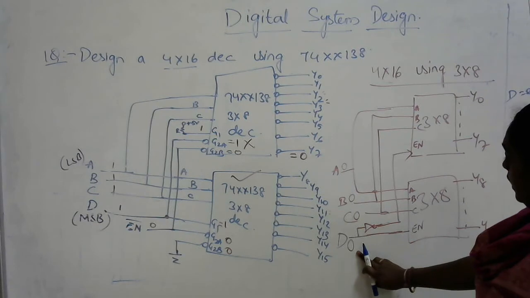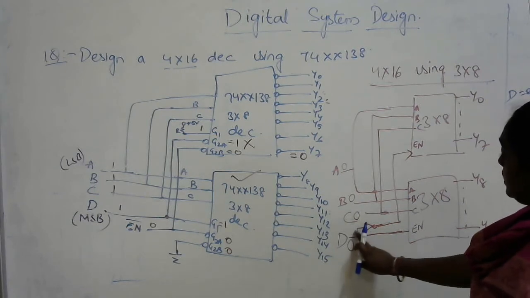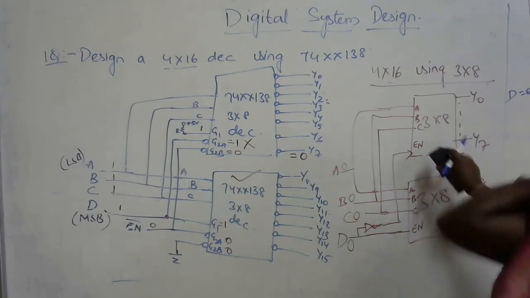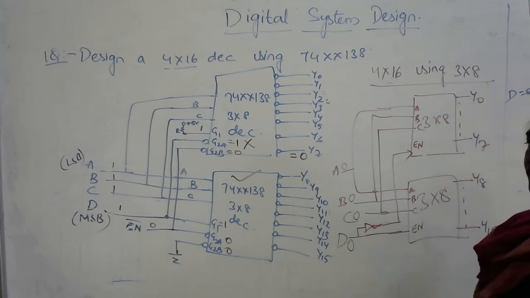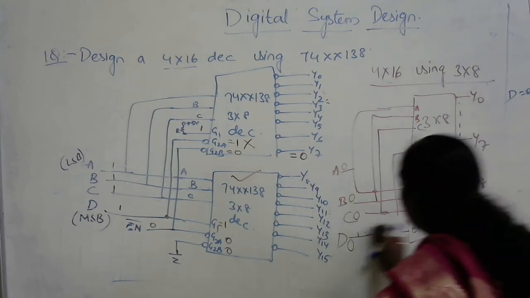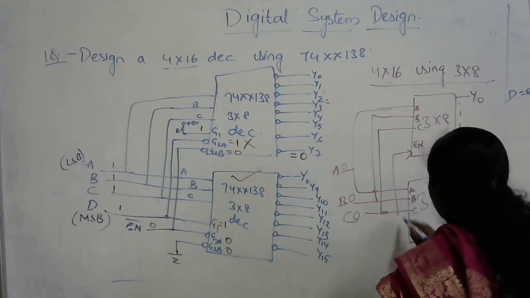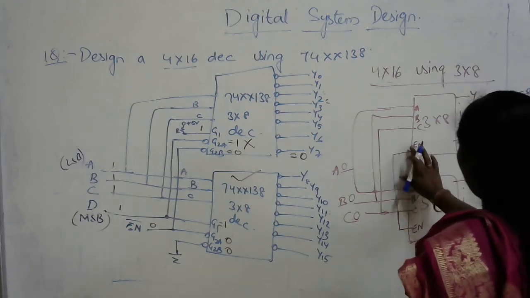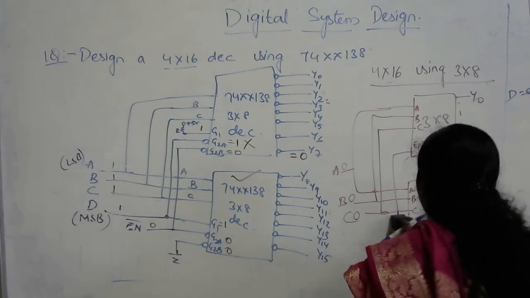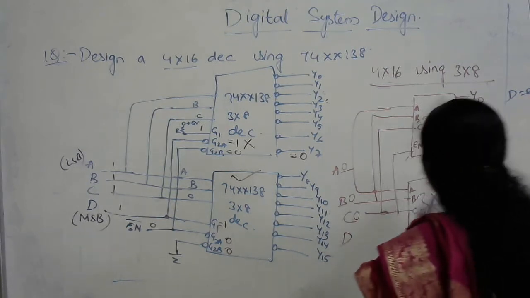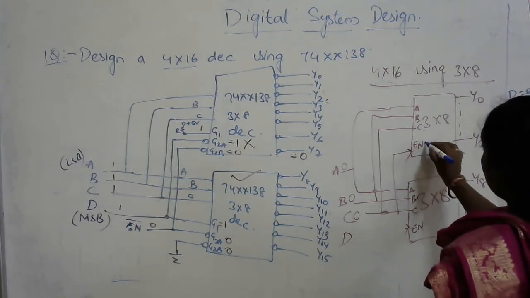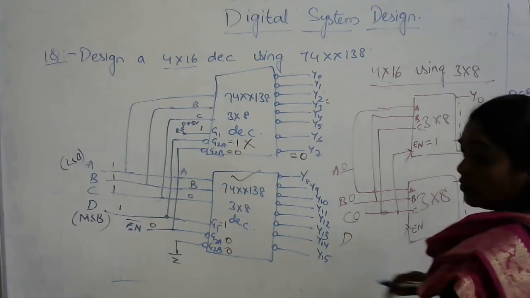So if D is equivalent to 0, as it is connected through the NOT gate, and assuming these enable pins are active high, we first connect, short these two enable pins. Before shorting these two enable pins, let me assume this is active high, and this is also active high. Active high itself indicates that whenever this is 1, only then will the circuit function.